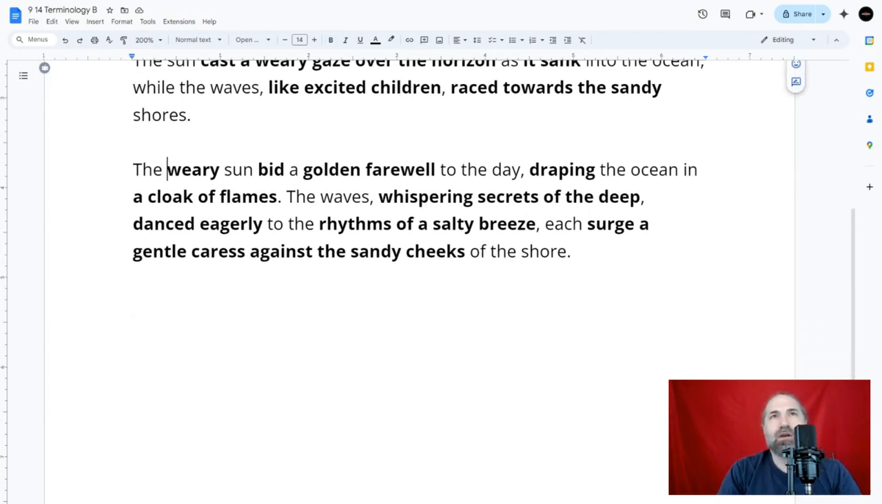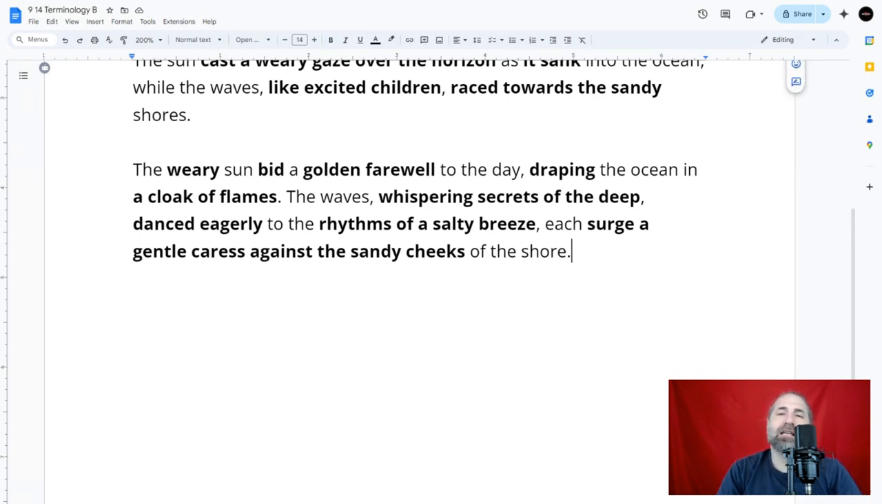So now we gave the sun an emotional position. It was weary, right? It made a choice to bid, and then we added some sensory elements, a golden farewell to the day, draping the ocean in a cloak of flames. So that's a visual sensory, right? The waves, whispering secrets of the deep, danced eagerly to the rhythms of a salty breeze. So there's a lot of sensory there, but it's also kind of, right? And in each surge, a gentle caress against the sandy cheeks of the shore.